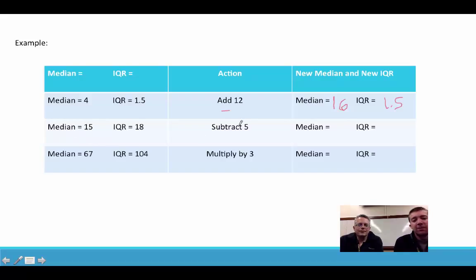Median is 15. Subtract 5. New median, 10. IQR 18. Subtract 5. Our spread does not change. We are left with 18. Median 67. We're going to multiply that by 3. That would be 201. IQR 104. Multiply that by 3. Should be 312.